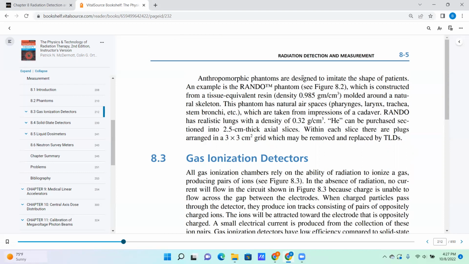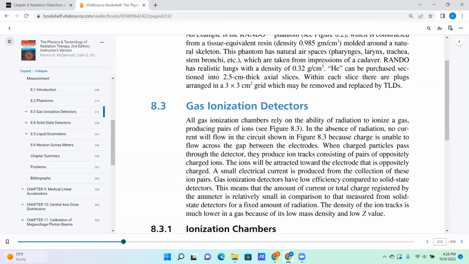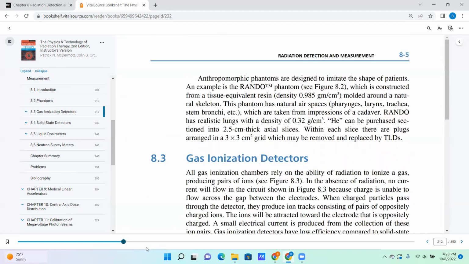Anthropomorphic. There we go. Phantoms are designed to imitate the shape of the patient. An example is the Rando phantom, which is constructed of a tissue equivalent resin modeled around a natural skeleton. This phantom has natural air spaces, which are taken from impressions of a cadaver. Rando has realistic lungs, and it can be purchased sectioned into 2.5 cm axial slices. Within each slice, there are plugs arranged in a 3x3 square centimeter grid, which may be removed and replaced by TLDs.